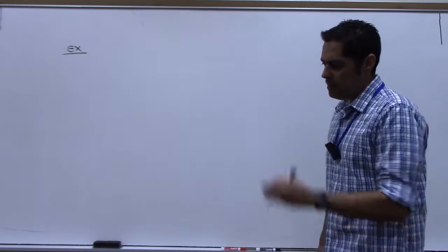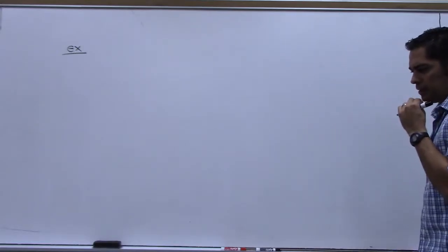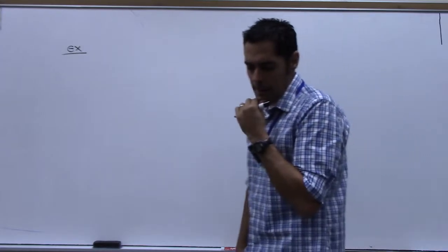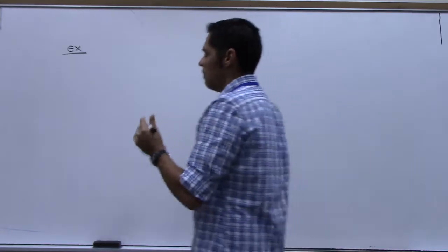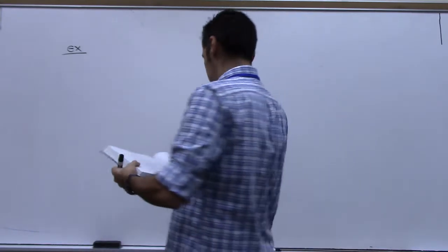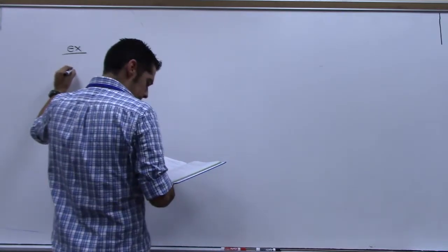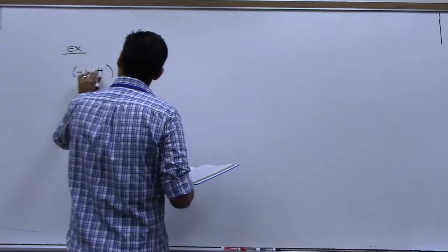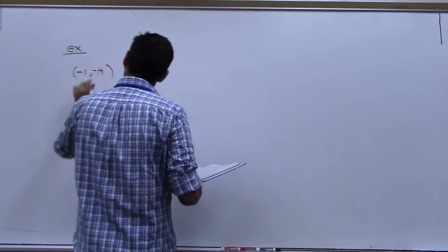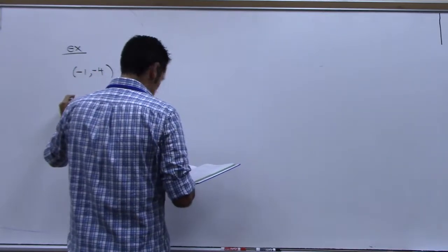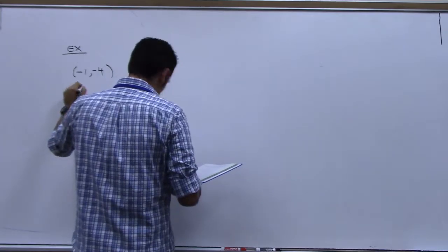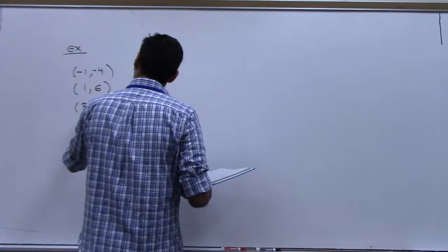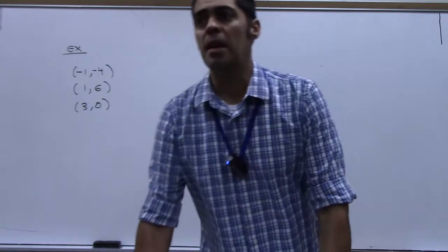I'm wondering if I should make this problem up, or if I'll just use the one in the book. I'm going to give you 3 points. (-1, -4). That's a -4. (1, 6), and (3, 0). All right, these are points, all right?